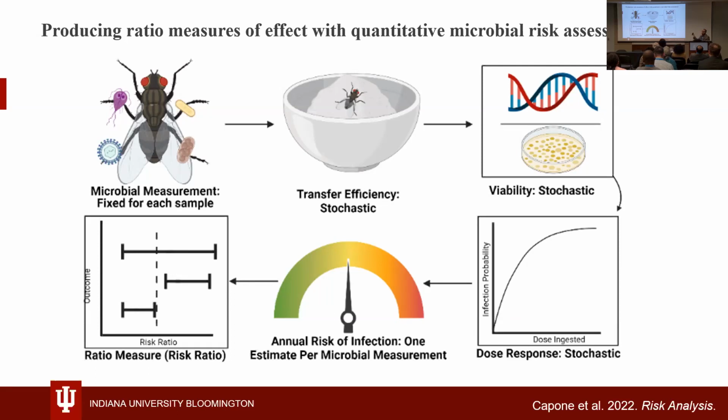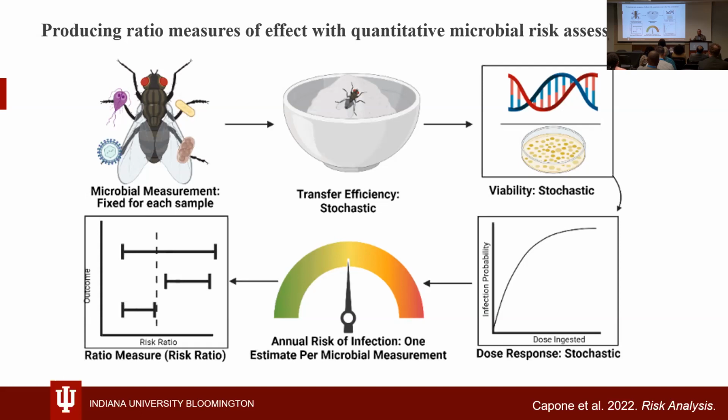Then we recognized the gene copies that we were measuring via PCR may not necessarily come from viable organisms. And we used a ratio of culturable E. coli to gene copies of E. coli to estimate the viability associated with gene copies of specific pathogens that we were detecting. We fit those with pathogen-specific dose response models from the literature, and then generated single annual risks of infection per microbial measurement.